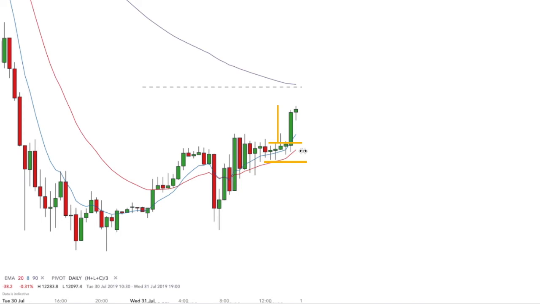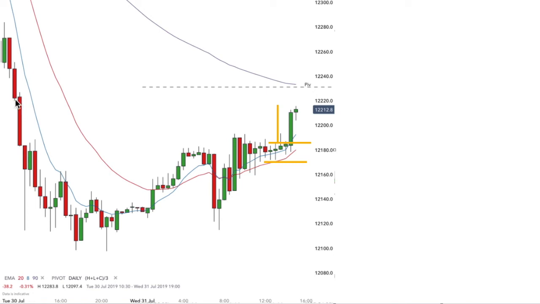We have to wait. Interestingly, we're also at a round number level. This is the 12,200 round number level, and that could play a part. However, the market has gone through that level, pushed above it. So if the market pulls back, my betting is that it will probably bounce upwards. But we have to wait and see.